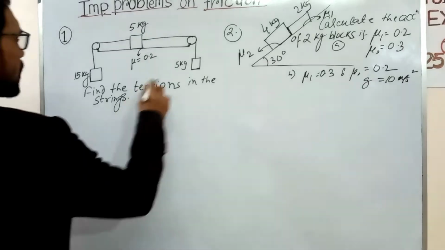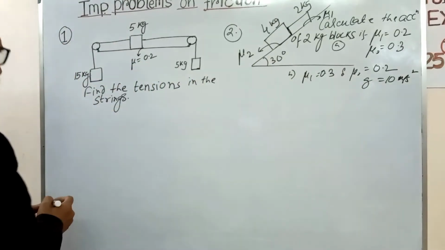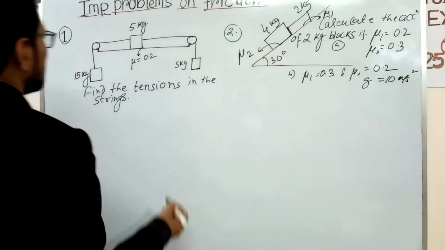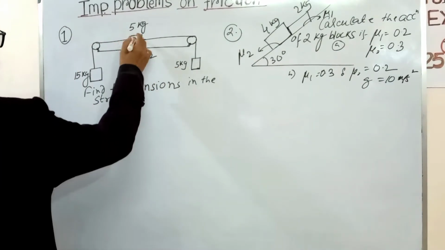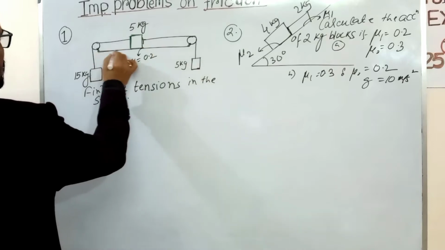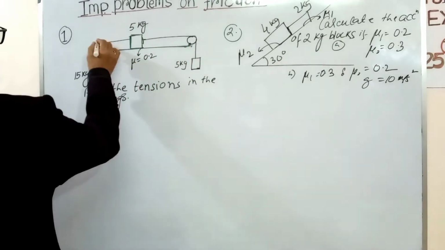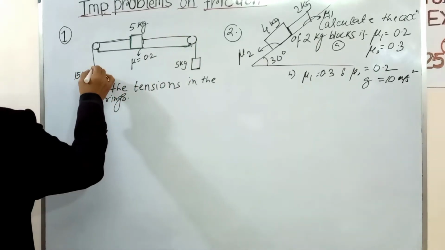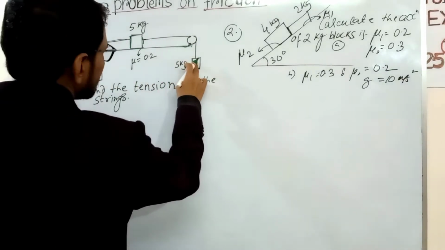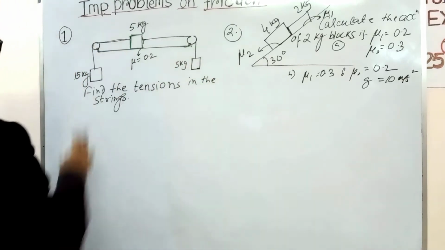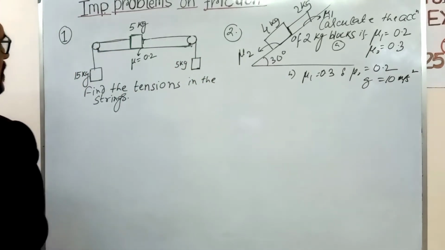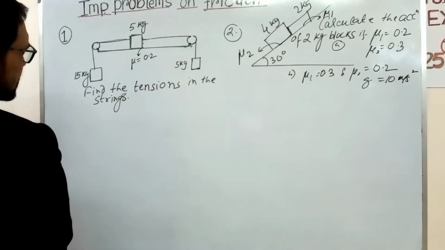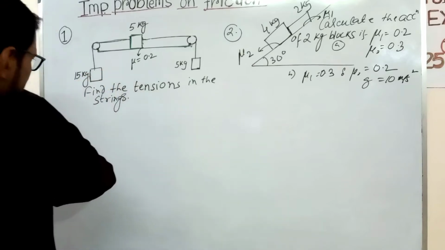Here two problems are given. Now notice this problem. What is the problem here? A 5 kg block is placed on a table and two strings are attached. The 15 kg block is attached with these strings and the 5 kg block is attached with these strings. The two strings are separate, that is two different strings, not the same string. If the system is released, find the tension in the strings.